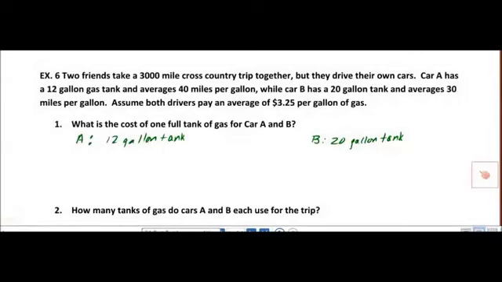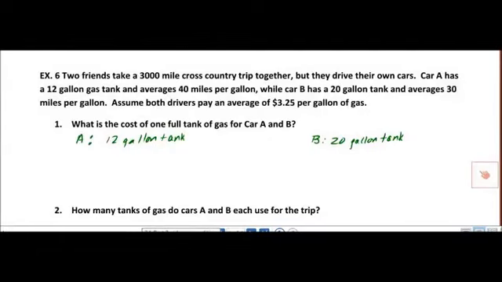Let's wrap up section 2B with this last information. So we have this example 6 that says two friends take a 3,000-mile cross-country trip together, but they drive their own cars. Car A has a 12-gallon gas tank and averages 40 miles a gallon, while car B has a 20-gallon gas tank and averages 30 miles per gallon. Assume that both drivers pay an average of $3.25 per gallon of gas.